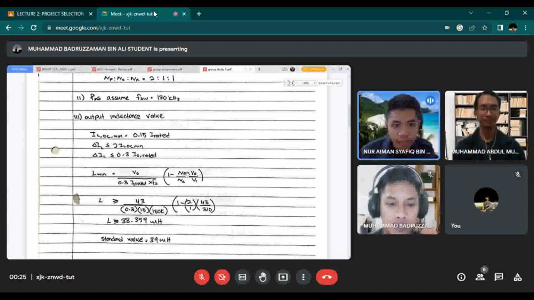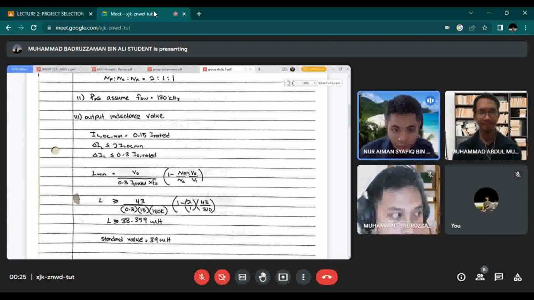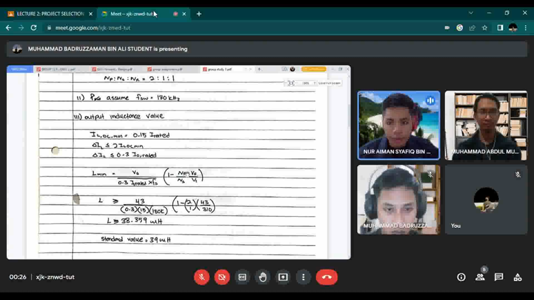Then we find the L minimum equals V naught over 0.3 I naught rated times switching frequency times 1 minus NP over NS V naught over V1. And substituting the value, we get the answer for L is 38.359 millihenry. And we get a standard value of 39 millihenry. That's all from me. I will pass my presentation to Muhammad Abdul Muiz.